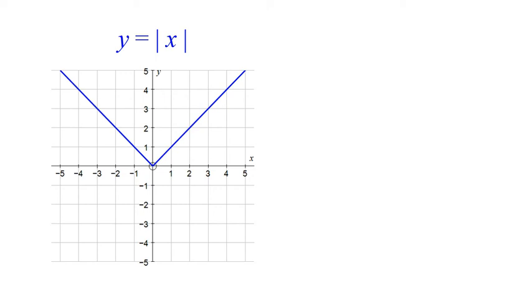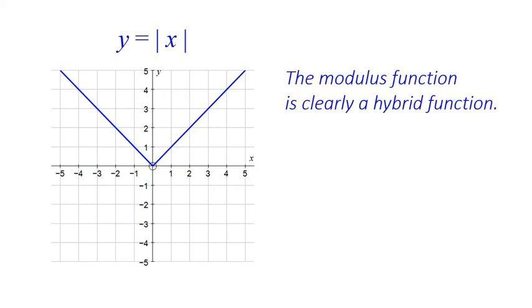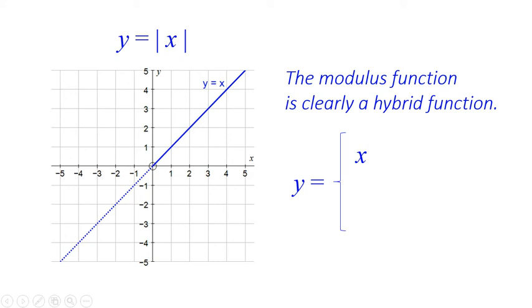The other thing we can observe here is that this is clearly a hybrid function, and we have two different graphs that are meeting at this cusp. So it's a hybrid function with two parts to it. If we think about the right hand side of it, this is obviously part of the graph of y equals x, the straight line y equals x, but we're only interested in y equals x in that first quadrant, so where x is greater than or equal to 0.